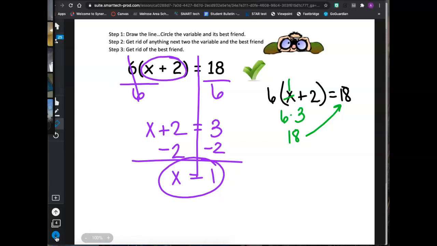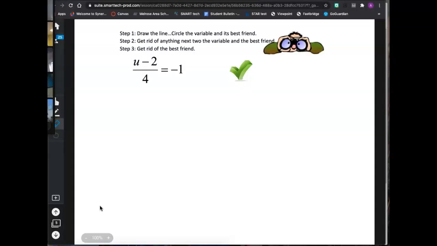All right, let's look at another one. Okay, write this one in your notes. U minus 2, you have to write it exactly as it looks, over 4 equals negative 1. I'm going to make you hold this one up to the screen when we're done, so if you're not writing anything, you need to start writing right now.